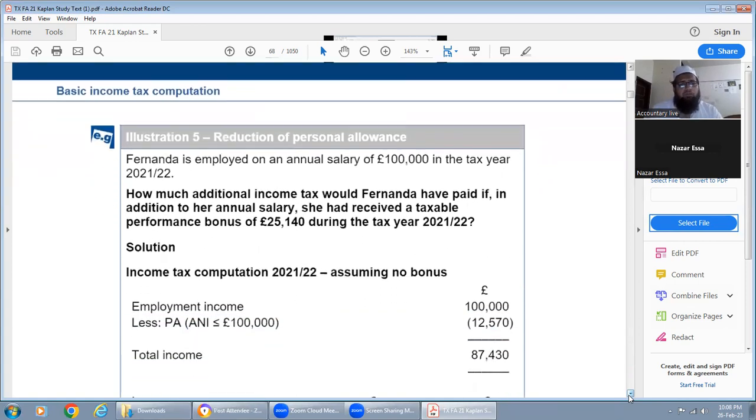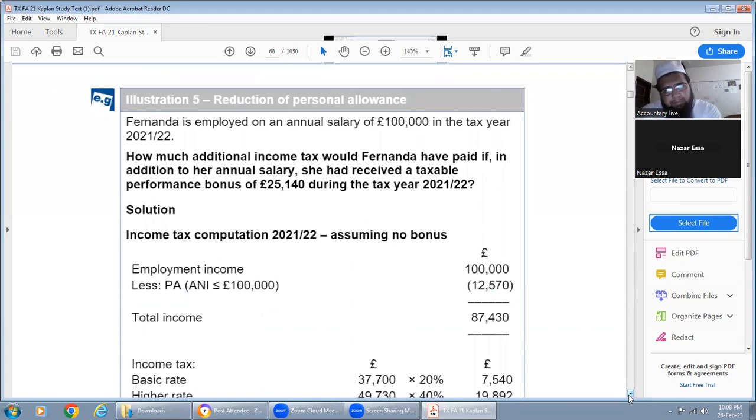Now we have an example: Fernanda is employed on an annual salary of 1 lakh pounds in the tax year 21-22. How much additional income tax would Fernanda have paid if, in addition to her annual salary, she had received a taxable performance bonus of 25,140 during the tax year 21-22? It is in addition to her annual salary.